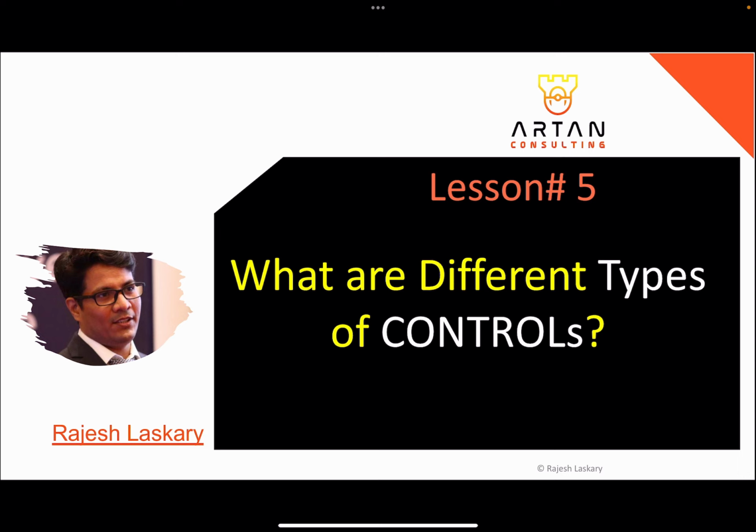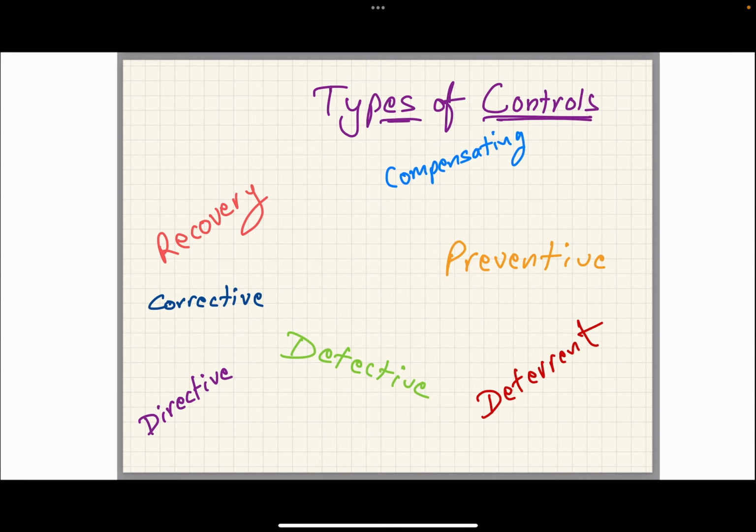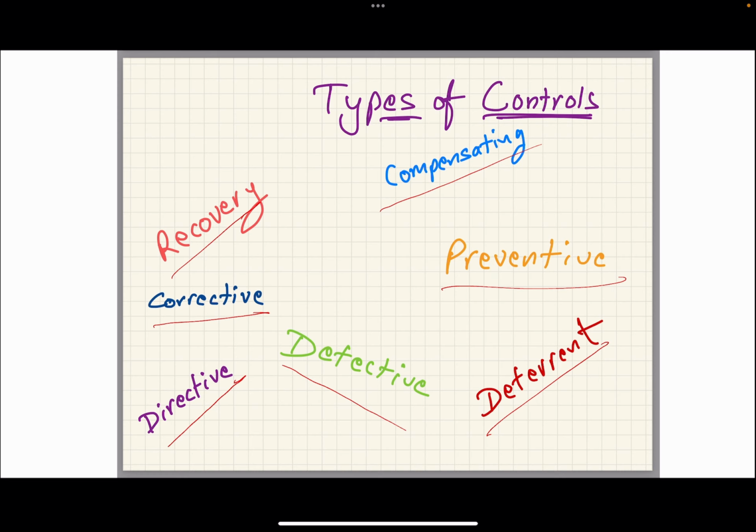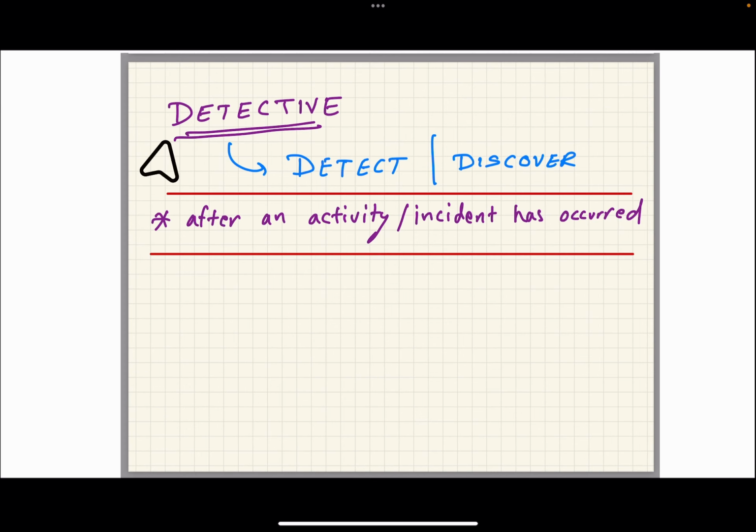In this video, we are going to talk about different types of controls. So what are different types of controls? Controls are of multiple types such as recovery control, corrective control, directive controls, detective controls, deterrent controls, preventive controls, and compensating controls. So if you are getting confused, just hold on for a minute and you'll understand what these different control types are. So let's start with detective controls first.